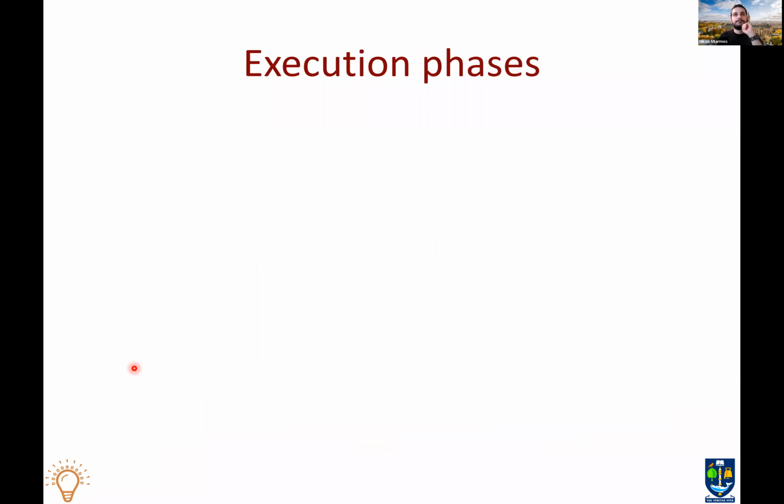So what are the phases through which a MapReduce job execution goes? First of all, we have the job submission phase, and this is where the client creates a configuration object and does some more things that it needs to do. We'll see what these are. And then it has this package that is a job, and this job is submitted to the job tracker.